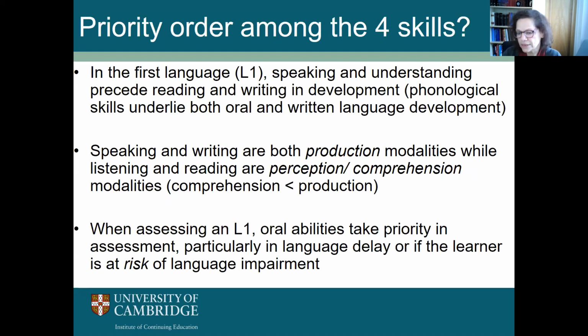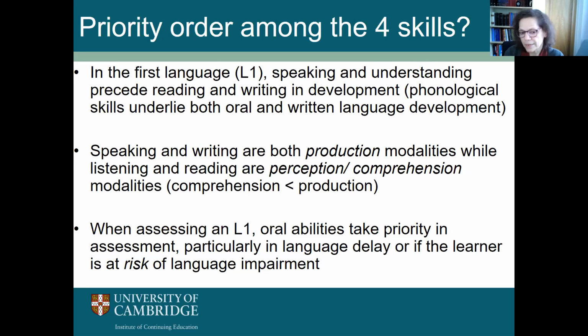But is there a priority order among these 4 skills? Now, when we look at the first language assessment, speaking and understanding usually precede, as we know, reading and writing, because children go to school later, not from birth. And that has to do with cognitive maturity, but it also has to do with the fact that there are linguistic reasons underlying both reading and writing competences, as well as speaking and understanding. And for example, these are phonological skills that are prerequisites for both, let's say, reading and understanding and speaking a language.